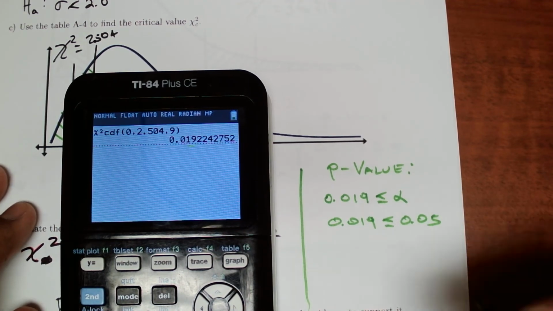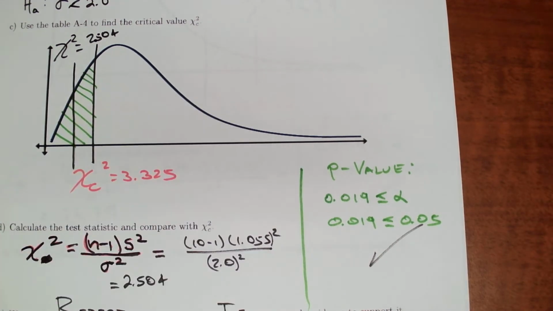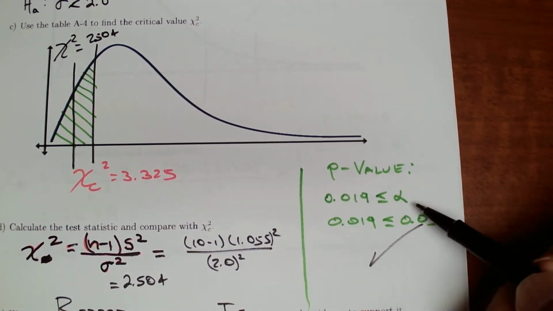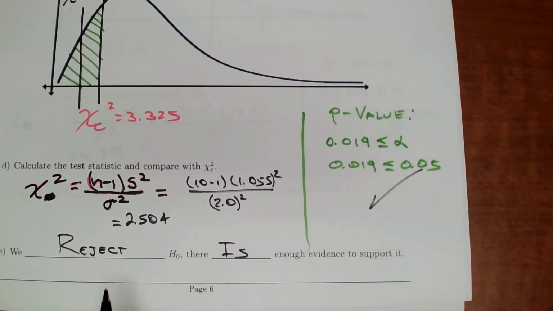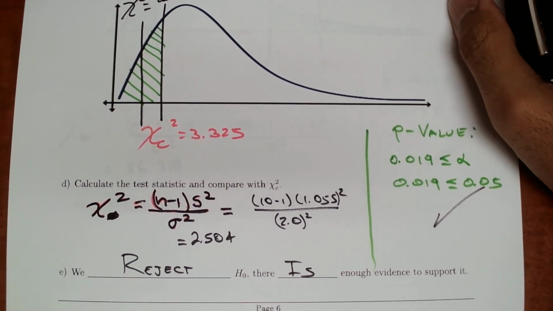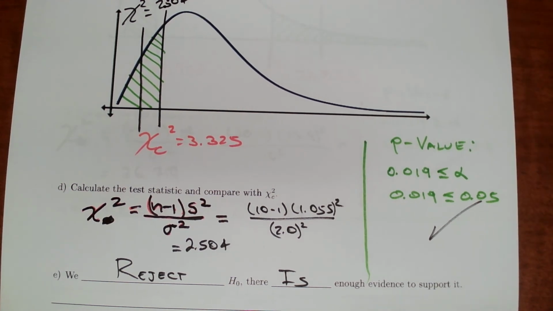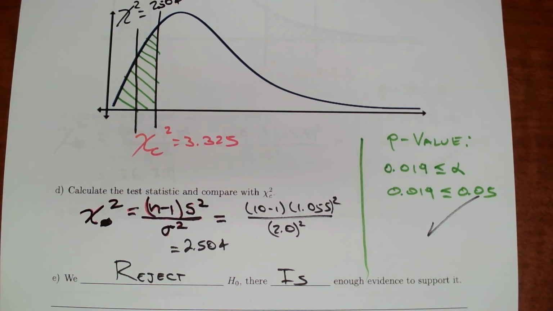And again, from the point of view of the p-value, this is indeed enough evidence to reject the null hypothesis, just the same way we did it with the chi-square statistic, which also fell in the rejection region. So this short video was only to show you how to find the p-value using the graphing calculator. Right? See you in the next video.